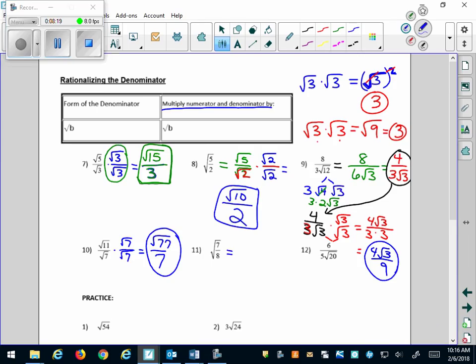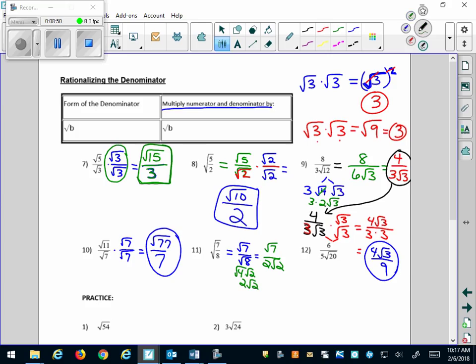For this one, kind of like the one above it, we can rewrite it as the square root of 7 over the square root of 8. But this time the square root of 8 can be simplified. We want to simplify that first. Square root of 8 becomes square root of 4 times the square root of 2, which is just 2 root 2. So simplified, we have the square root of 7 over 2 root 2.